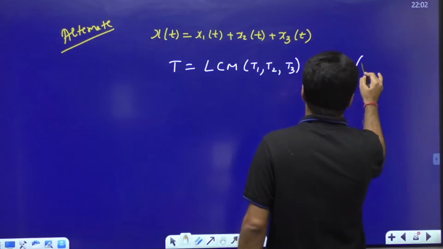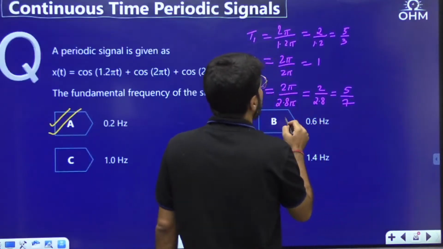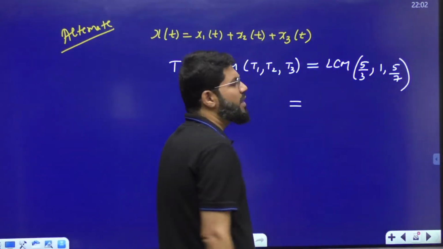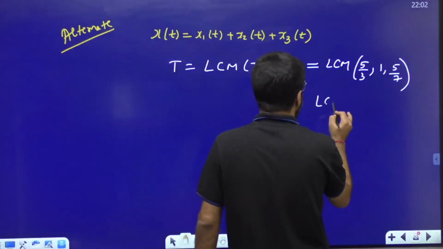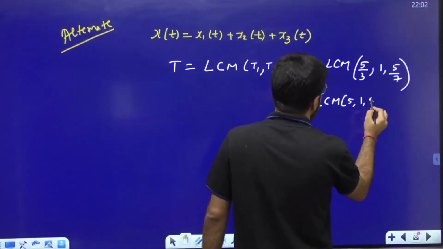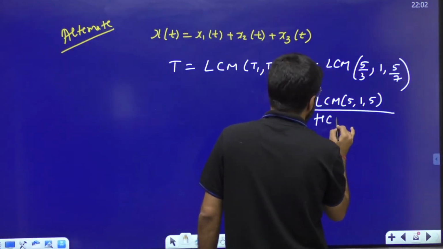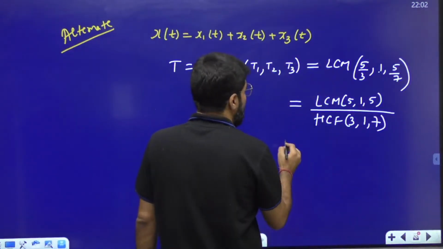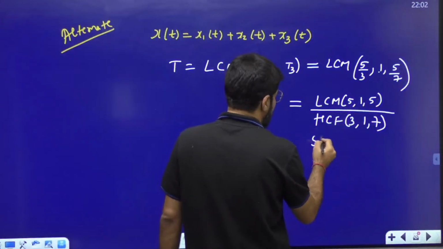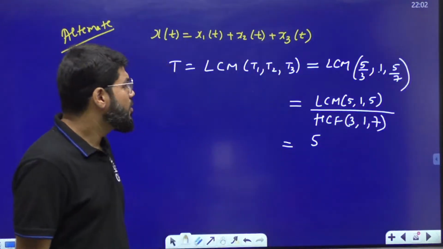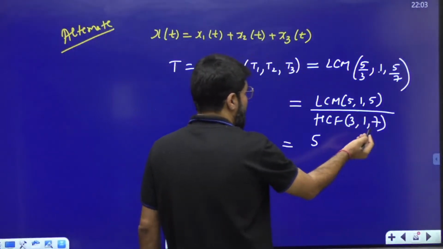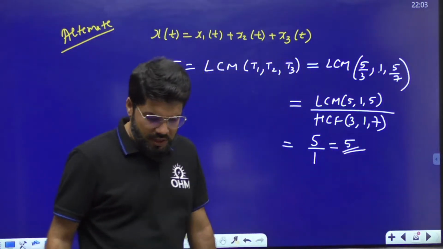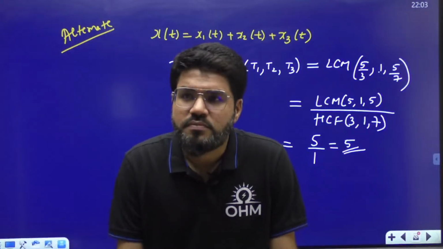That means it is the LCM of T1, which was 5 by 3, 1 and 5 by 7. Now, how do you calculate the LCM of fractions? It is equal to the LCM of the numerators divided by the HCF of the denominators. The denominator of this automatically is 1. What is the LCM of 5 and 5? It's just 5. The HCF of 3, 1, 7: 3 and 7 are both prime numbers, so the common factor can be just 1. So the answer is 5.